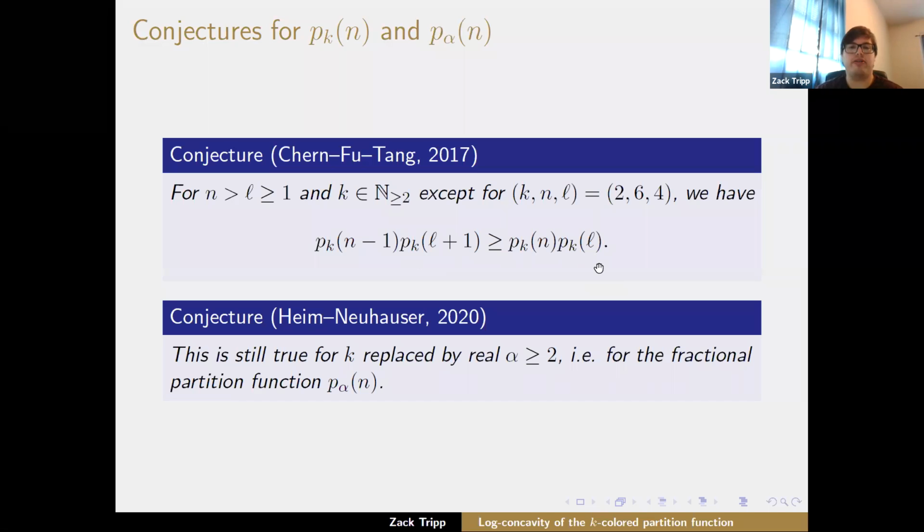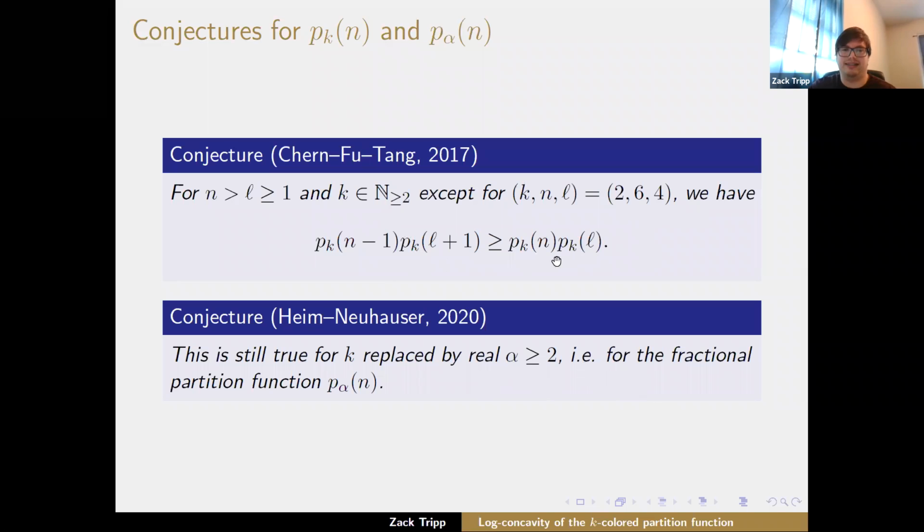And then Heim and Neuhauser earlier this year conjectured that this is still true for fractional partitions. In other words, it didn't matter that this was k-colored partitions. You can replace this with a real parameter alpha, and it's still true. I will say this isn't quite right as I've stated it. You have to make a slightly larger exception set in this case. Feel free to check out our paper if you're interested in that.